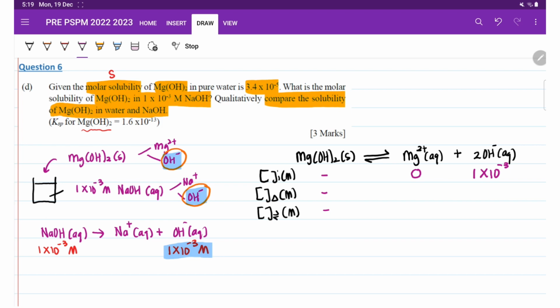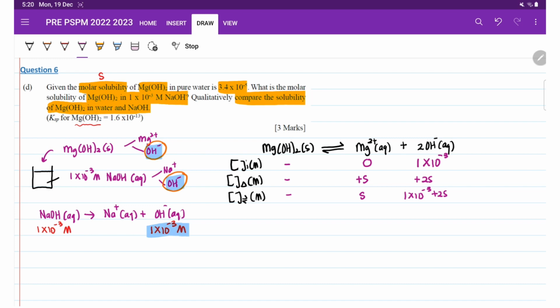Okay, jadi dekat sini our change. So magnesium 2 plus S, OH minus, since there is 2 mole, so it will be plus 2S. Okay, so S, 1 times 10 to the power of negative 3 plus 2S. So this will be our ice table.